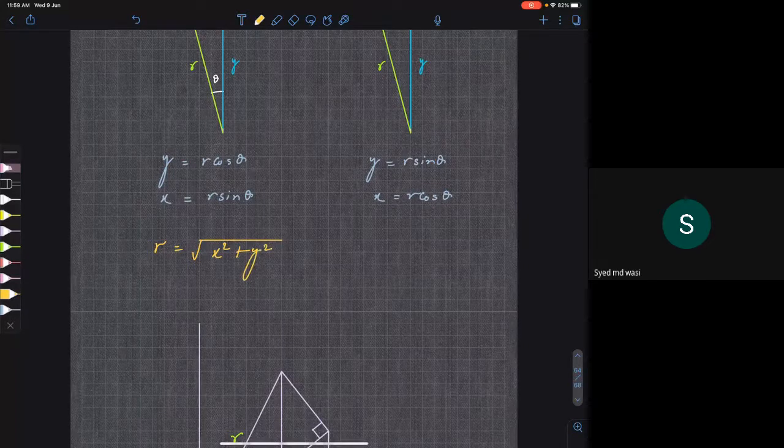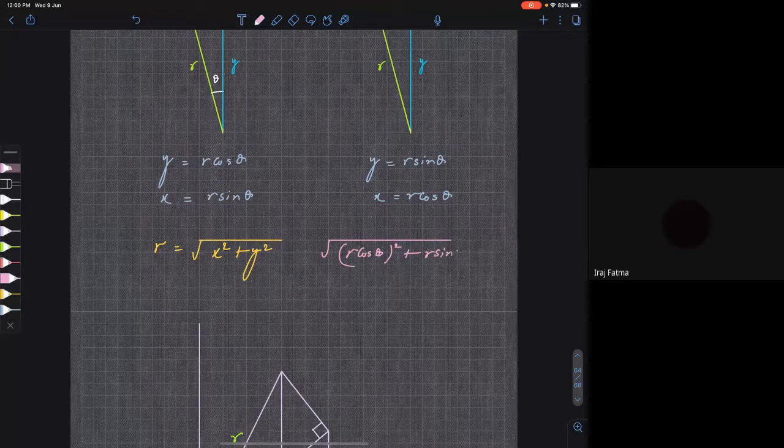Shall we check that? See, what is x equal to? R cos theta, and y is equal to R sin theta. So either way it will be R sin theta or R cos theta. Are you getting my point?